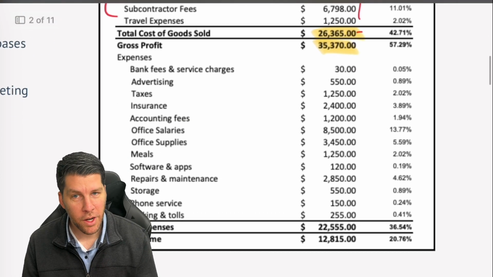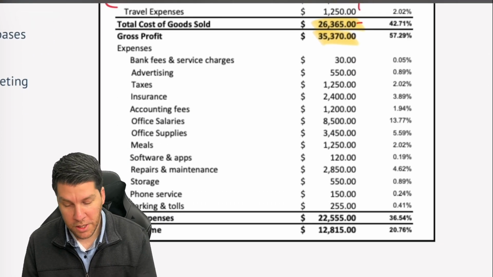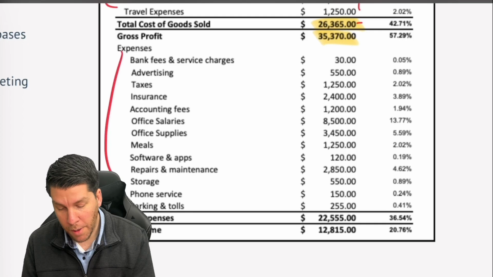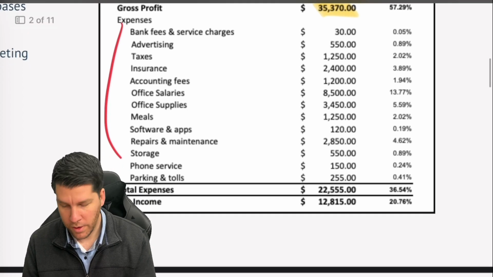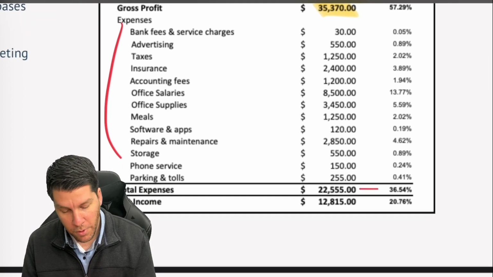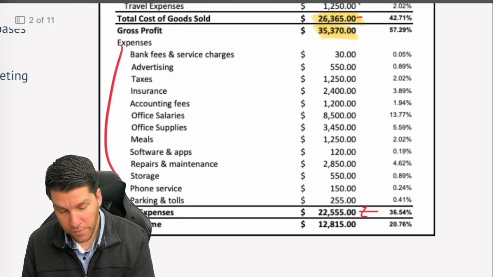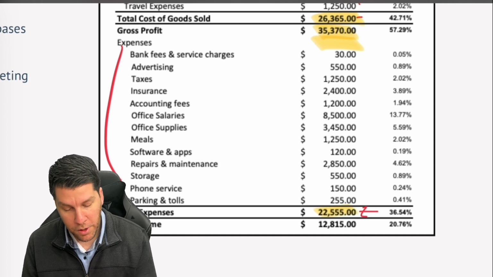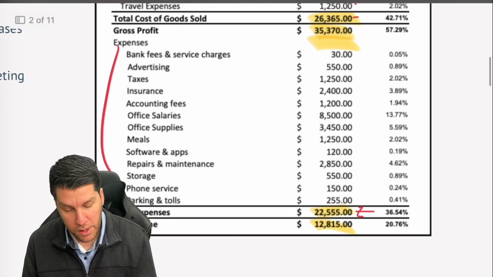That then is going to go through all these other expenses called operating expenses, or OPEX, which we're also going to go over as well. And all those are going to equal this number right here. And then you're going to take your gross profit margin up at the top here again, minus the total expenses, and that will give you your net income.